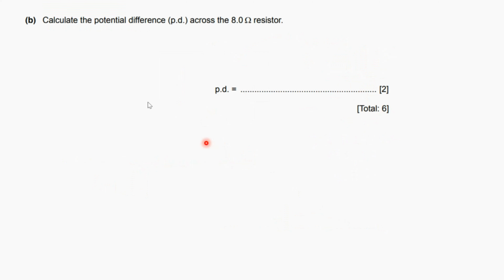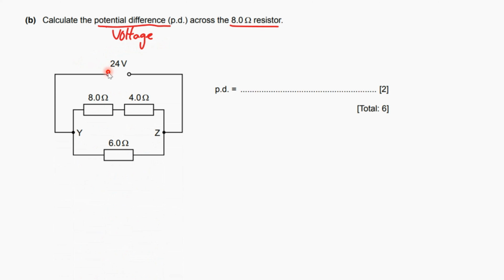Section B here, to calculate the potential difference across the 8 ohm, the potential difference, which is the voltage. So I brought the diagram again for you here. These two resistors, 8 and 4, the voltage across them is 24. The examiner is asking to find the voltage across the 8 ohm only. How can I find this? They're sharing the 24 volts, but they are not equal resistors to share the voltage equally.